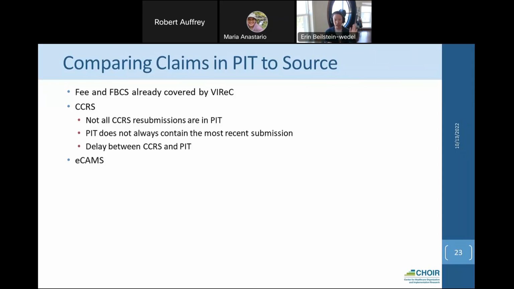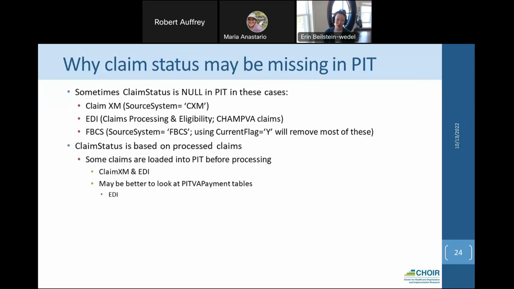And I've also noticed that PIT might not contain all of the submissions. You might not be able to see the initial claim and then the second claim. PIT might just have the third resubmission in it. But I've also noticed that it might not always contain the most recent submission from CCRS, so you might have the first and the second, but not the third. I haven't been able to figure out any rhyme or reason to what is causing that. But it's something to keep in mind that even though PIT is currently our only way to access these CCRS claims, you might not be getting the most recent claim anyways, which is annoying.